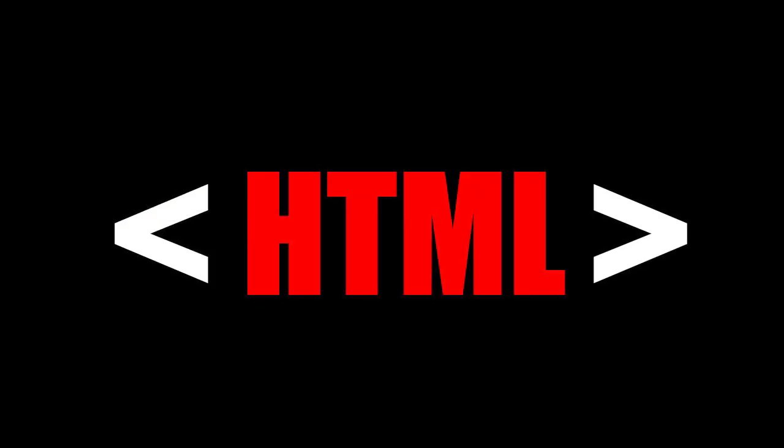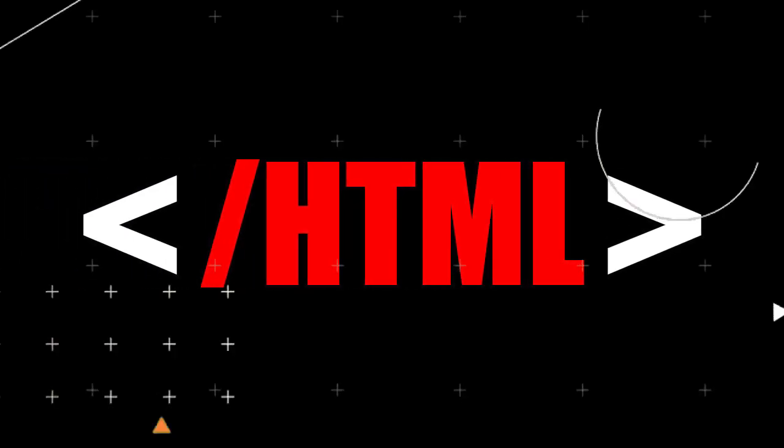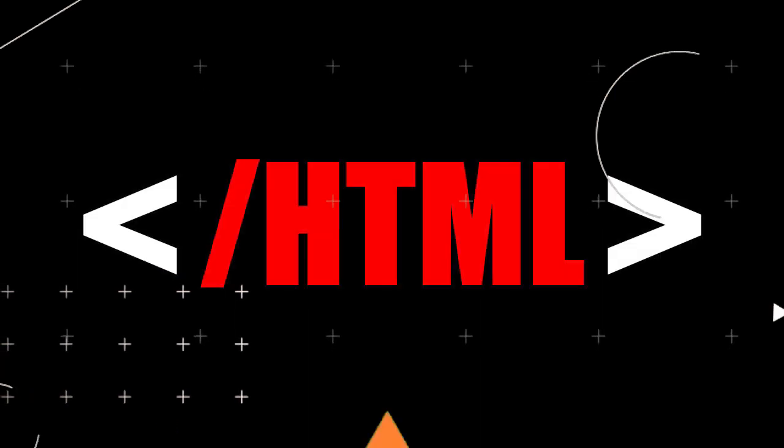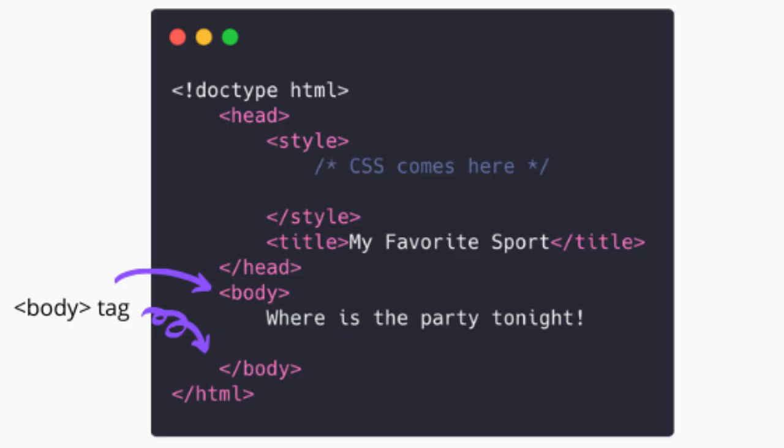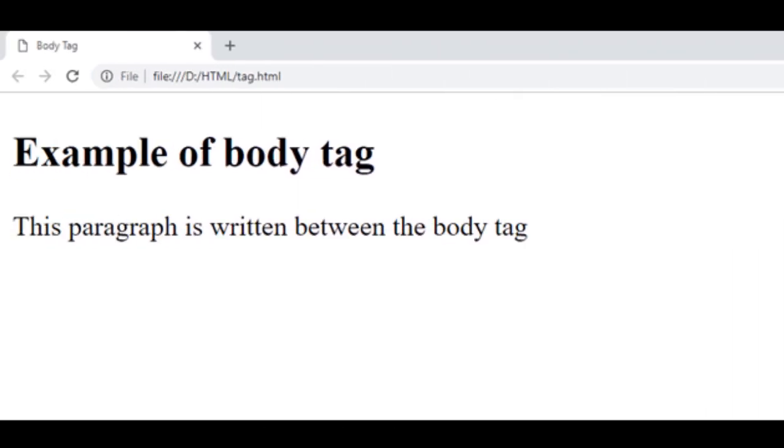So this is the start tag of HTML. As you can see, the same tag with a slash is used to close the HTML file. The visible part of the HTML document is between body and /body. Any text we write between these two tags will be displayed on our web page.